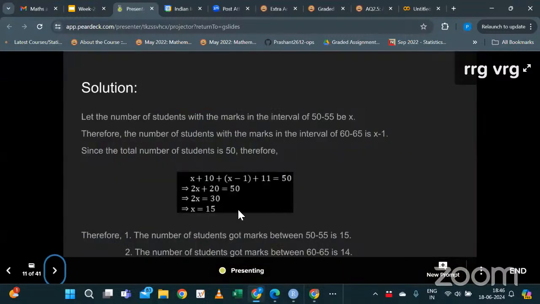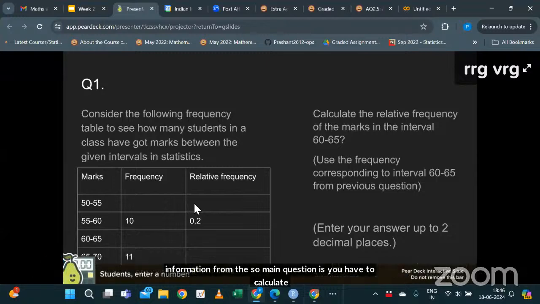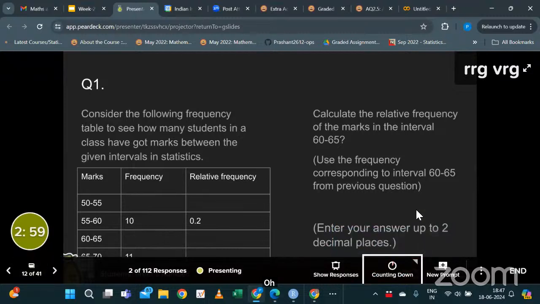Yeah. So for this, its answer will be 40, right? Now, this is the main question. You have to use the information from the previous question. You have to calculate the relative frequency of the marks in the interval 60 to 65, right? In the previous question, you got the frequency for 60 to 65. Now you have to calculate the relative frequency. So I'm going to give you 3 minutes, okay? And that should be more than enough.